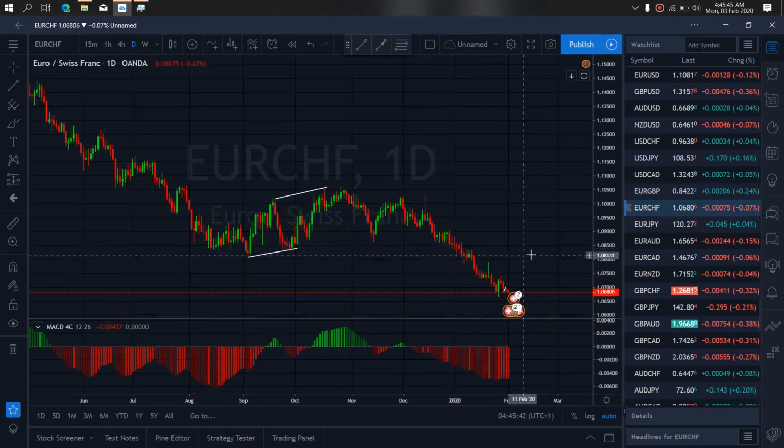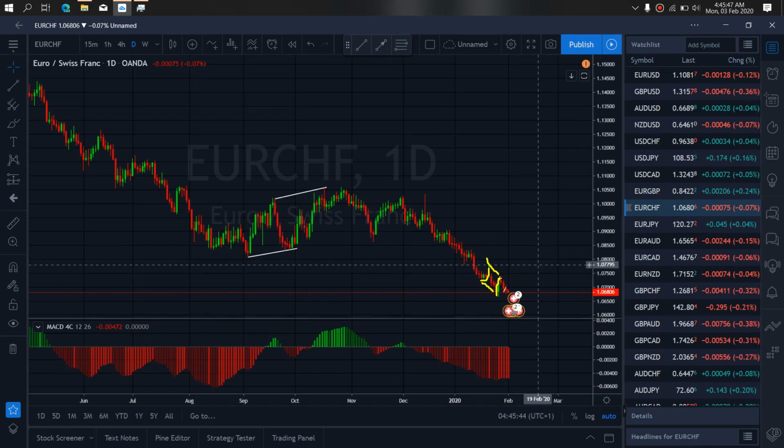On euro Swiss for this week, euro Swiss has been attempting to start an upside move for a while and has been falling short each time. So right now we are seeing this as a running flat. So we expect this present dropping to tag this low and give us an up spike that will break through this trend.